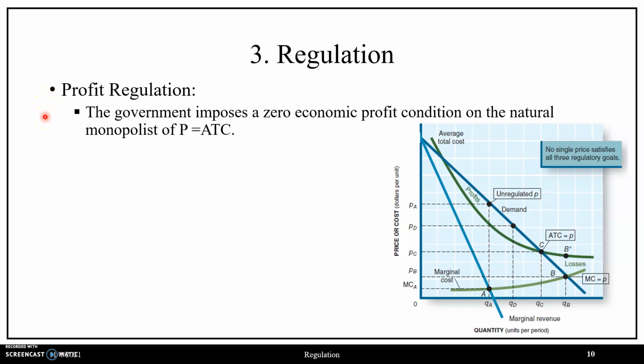So then, with that in mind, turning our attention to our second regulation option, we have profit regulation, in which the government imposes a zero economic profit condition on the natural monopolist, where instead of marginal cost pricing, we have price is equal to average total cost.